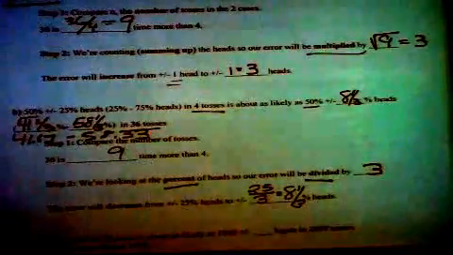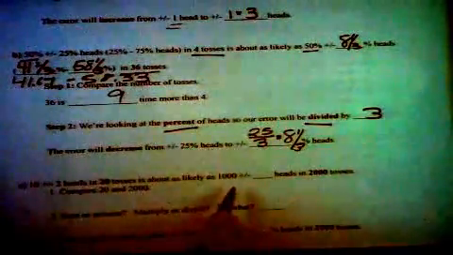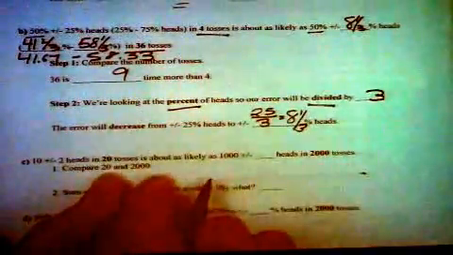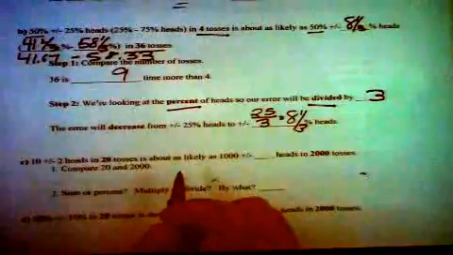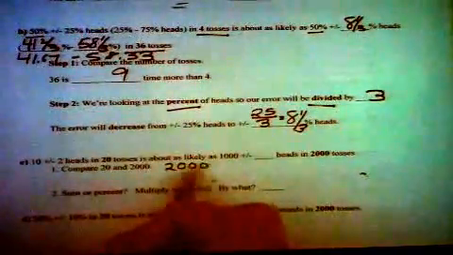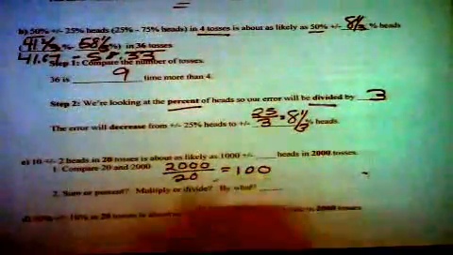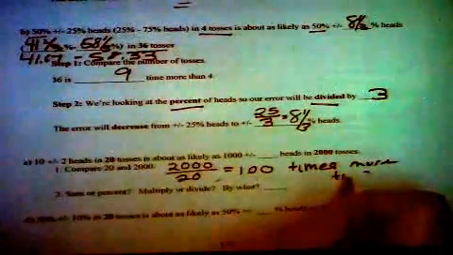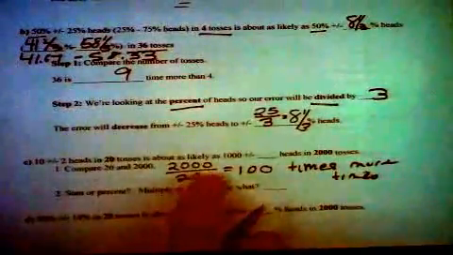All right, now let's do this one. 10 plus or minus 2 in 20 tosses is about as likely as 1,000 plus or minus what? Well, we just want to compare those two numbers. How many times more are we tossing it? Compare 20 to 2,000: 2,000 divided by 20 is 100 times more tosses. Okay, 100 times more tosses.